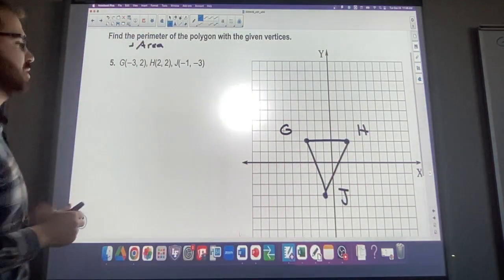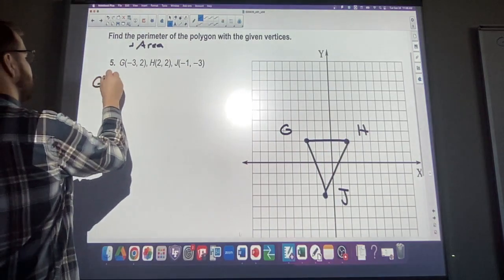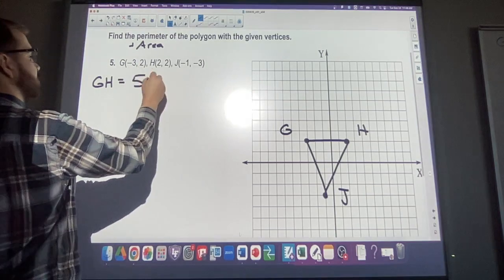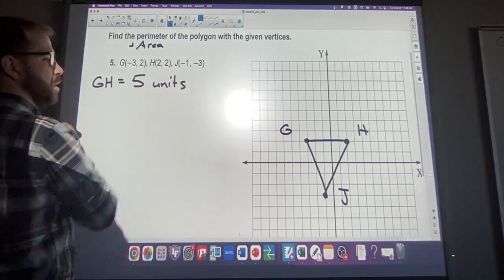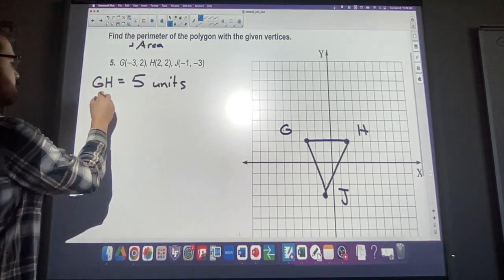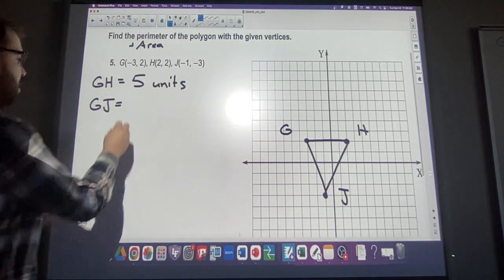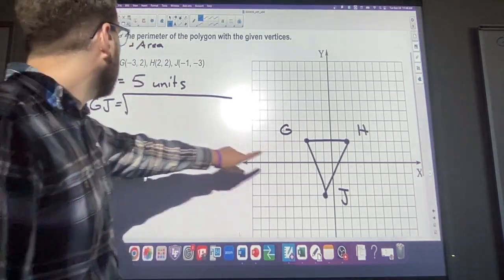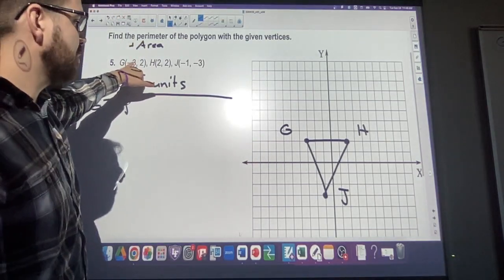Okay, perimeter, we want to find the distance. Easiest one to find is G to H. G to H, we can just count it. Looks like it's 5. We can just pick one now. Let's go from G to J. And we got to do the distance formula because it is a diagonal. We can't just count it. So we want to find the distance from G to J.